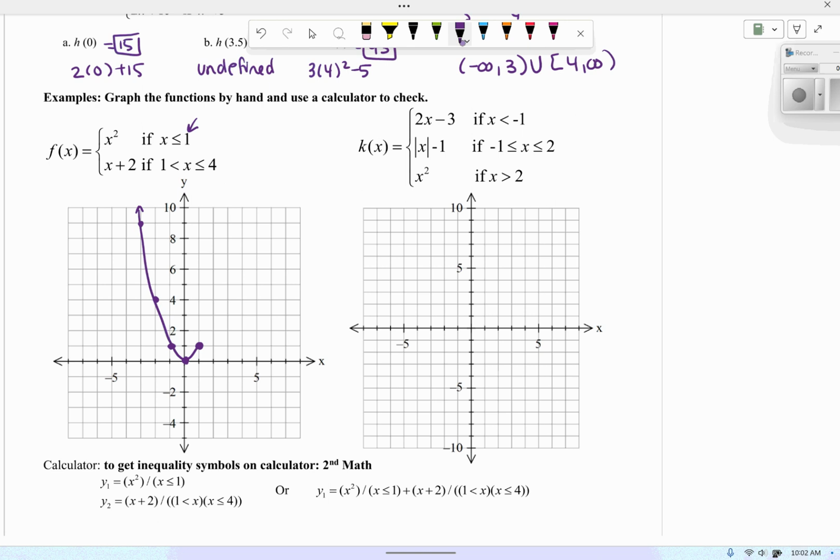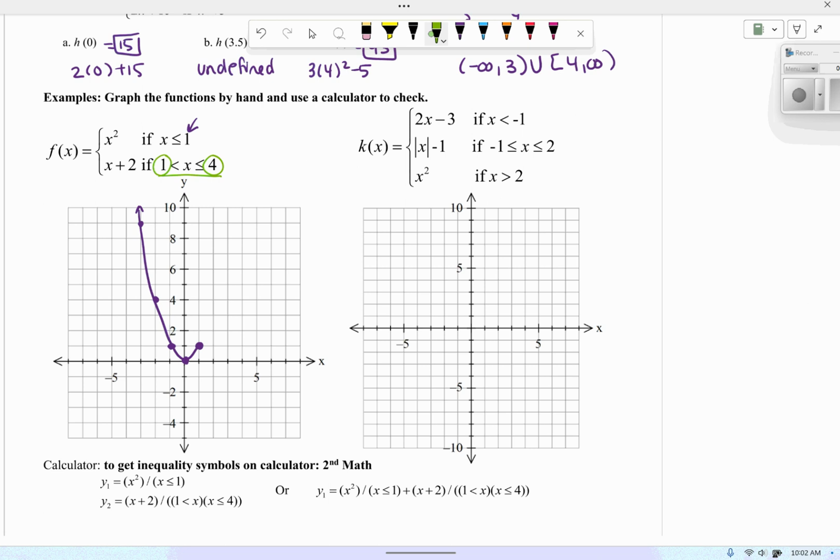Notice we're not drawing the other half of my quadratic function, or the parabola, because again, we only want x values less than or equal to 1. Then the second equation is for x values in between 1 and 4. So we're going to use those values of the turning points to help us start.